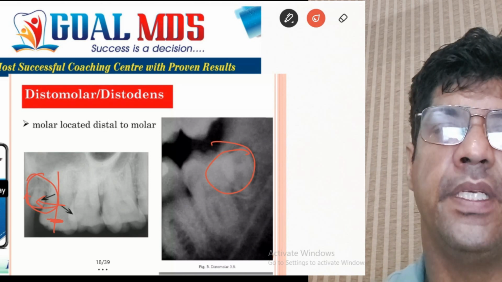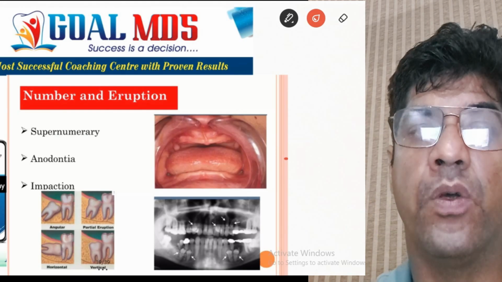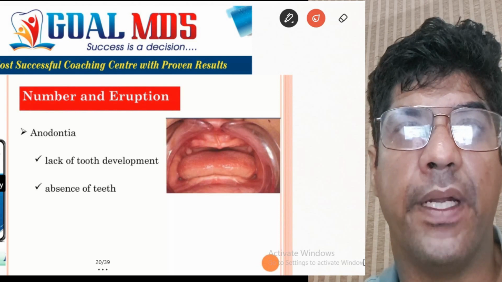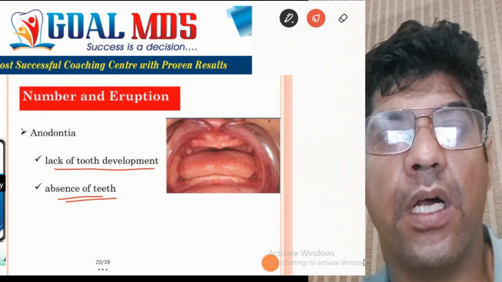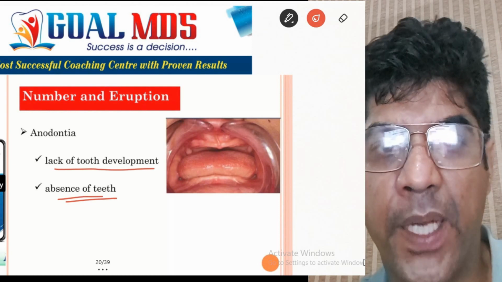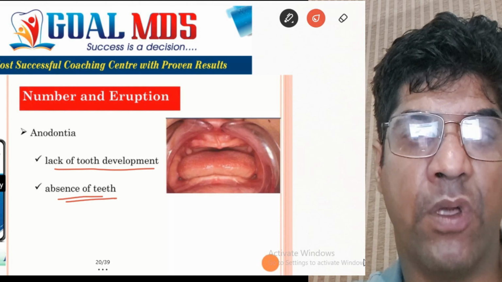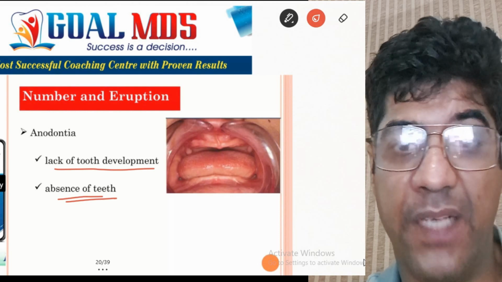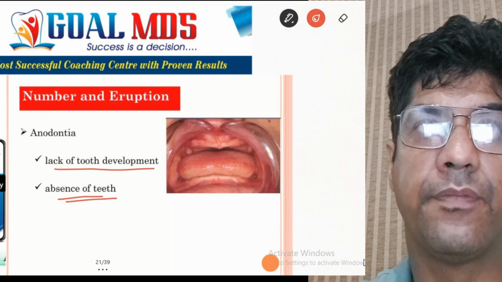The next terminology is anodontia. Anodontia is lack of tooth development or absence of teeth. That is the true anodontia, or congenital absence of teeth. It can be of two types, total or partial. In total anodontia, all the teeth will be missing, and it can involve the deciduous or the permanent dentition. False anodontia occurs as a result of extraction of all the teeth.